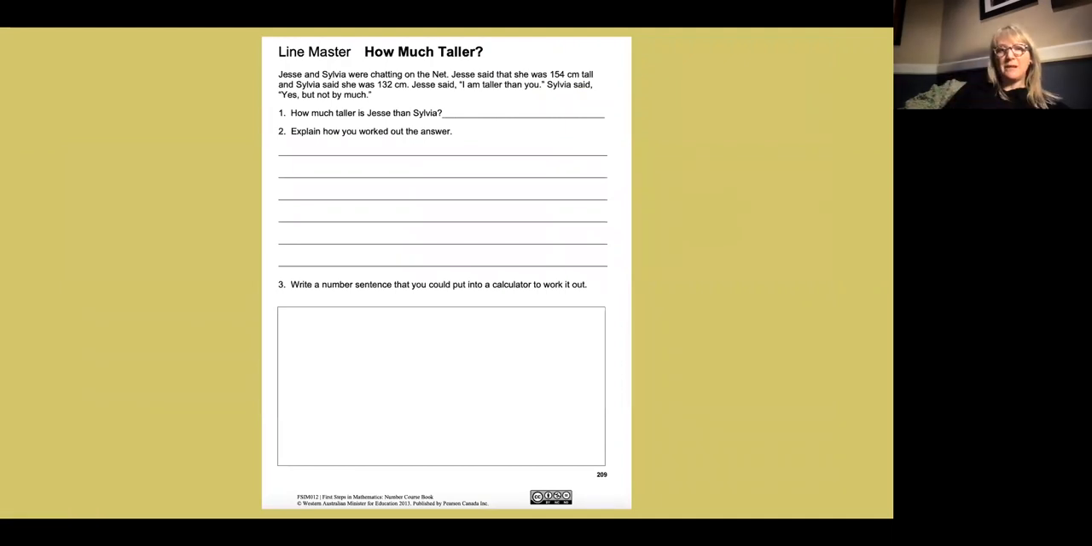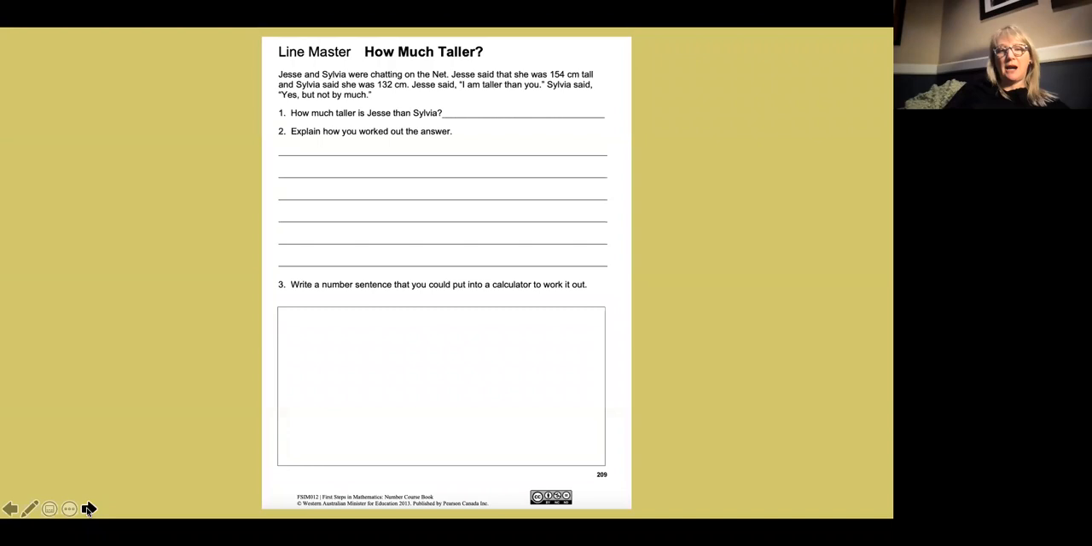This one I really like because it says how you worked out the answer, but they've also added that extra layer at the bottom where they're asking, write a number sentence. You put in a calculator to work it out. So this just kind of pushes them a little bit higher. And you could do that with those other jelly bean ones. You could add that little aspect on the bottom and see which of your students can do that.